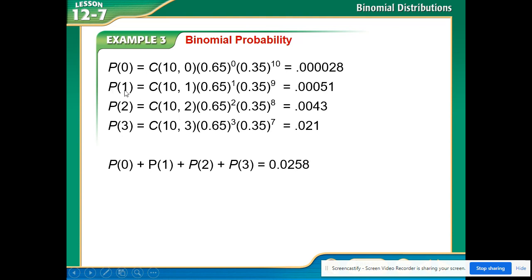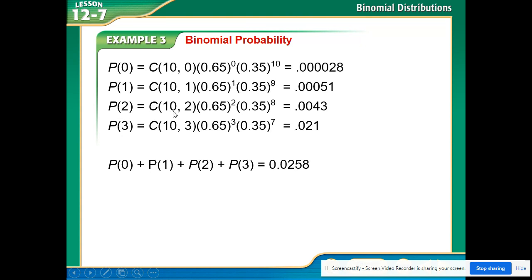Then the probability of having 1 strawberry: 10 things taken 1 at a time, 0.65 to the first and 0.35 to the 9th. Notice these numbers here, 1 and 9, should add up to the total number of possibilities. 0 and 10 add up to 10. We have 1 success and 9 failures in that bag.